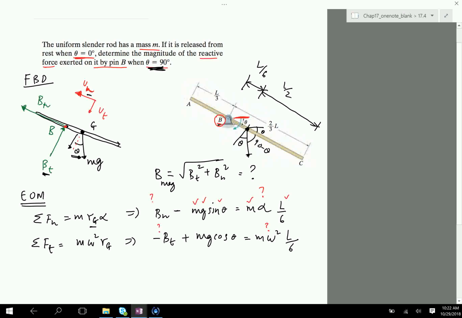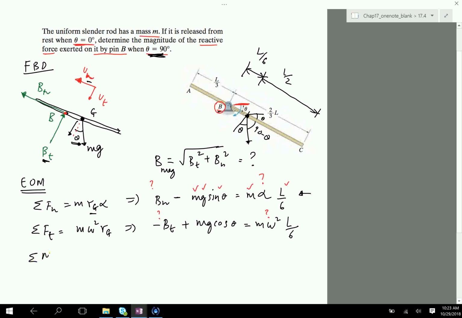Now we have two choices for the third equation. We could take moment about G or moment about the pin joint, which is B. If we take moment about G, then Bt and Bn would appear in the equation, and that's a valid way to solve the problem. We'll have three equations, three unknowns, and solve it. But an easier way is to use moment about B. If you do that, then Bt and Bn will not show in the equation. We'll be able to solve for alpha, and then we can substitute that alpha into the first equation. So let's try to do that.